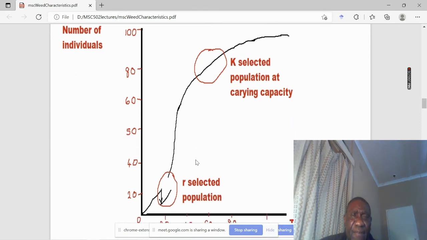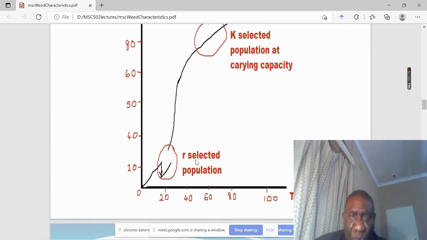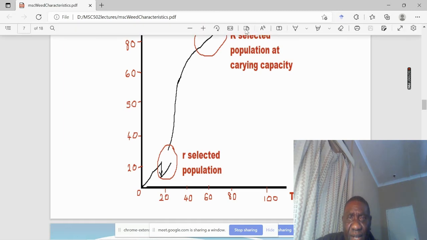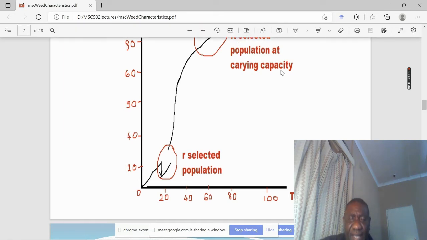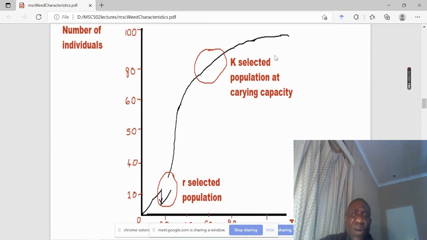Anyway, this graph is representing the two groups of plants. Here at the bottom, we have got R selected population where there's a lot of disturbance. Then with time, you reach the K selected population, which is stable. These are the number of individuals. So sometimes we can represent this by a graph to distinguish the weeds which are at the bottom and these plants which form the ordinary vegetation where you don't normally find weeds.